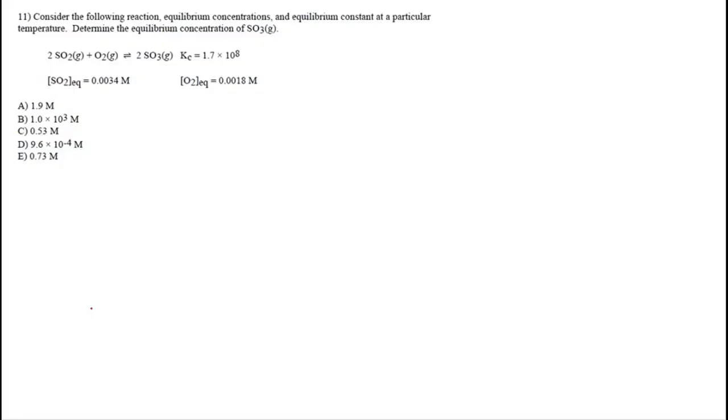That means when you're starting to do your equilibrium questions from number 11 all the way to 20, make sure you're starting to orient your brain on how to approach it. So here it says, consider the following reaction, the following equilibrium concentrations, and equilibrium constant at a particular temperature. Determine the equilibrium concentration of SO3 gas. So there are multiple ways to do an equilibrium problem.